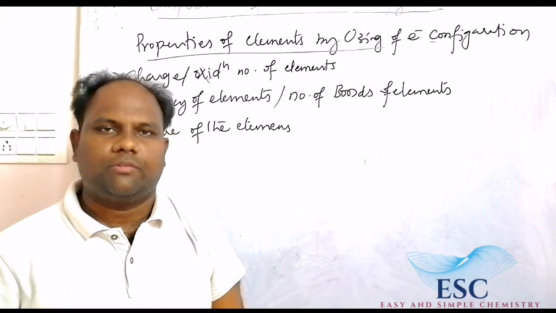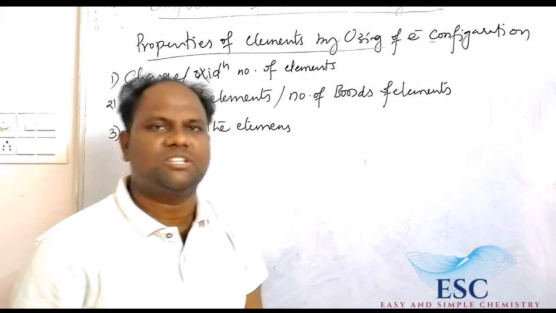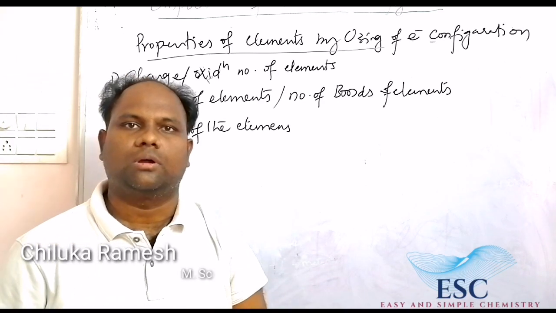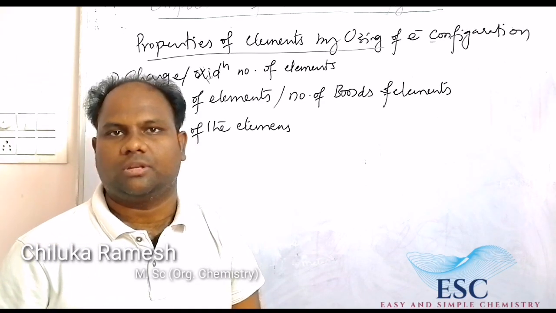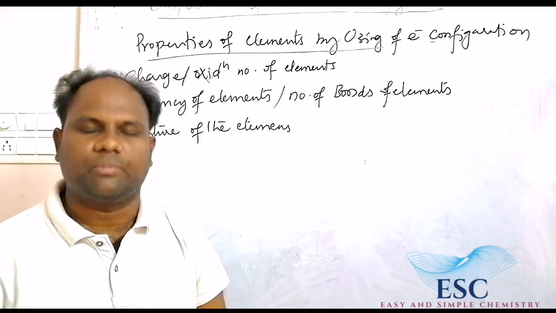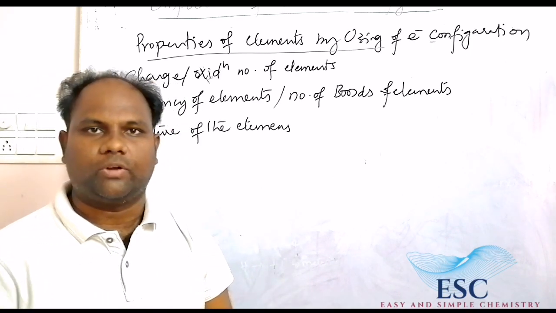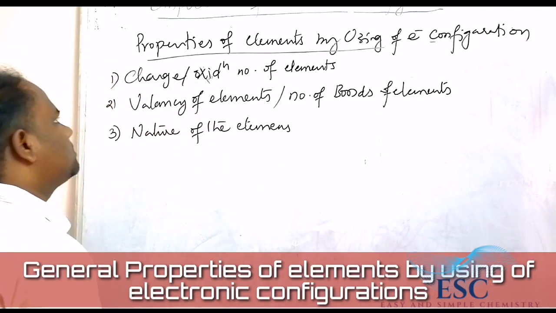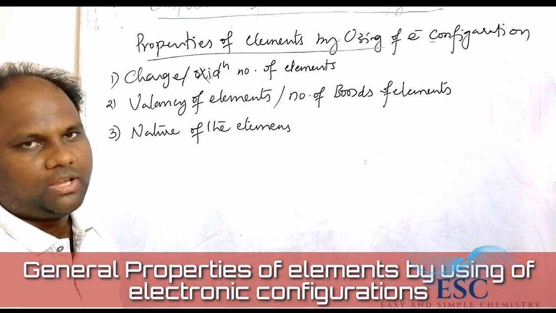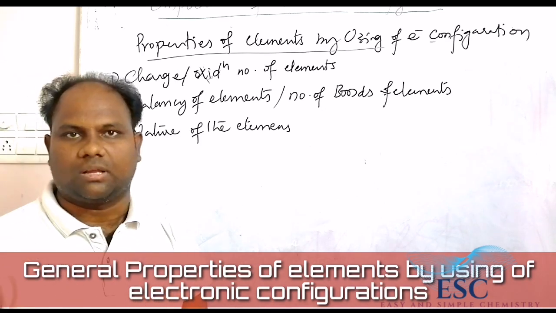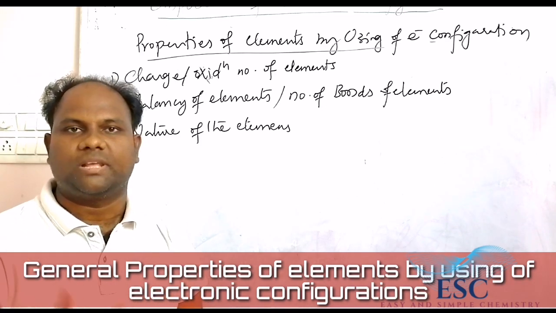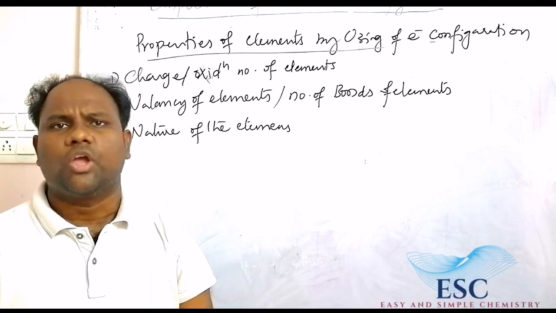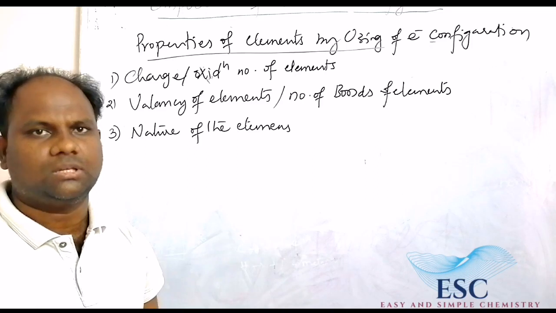Hi everyone, today we are discussing the properties of the elements by using electronic configurations. In previous classes we already learned how to write the electronic configuration, how to find the valency orbitals, and how to find the position of the element in the periodic table. Now the properties: charge or oxidation number of the elements. Some elements assume a plus 1 oxidation number, some a minus 1. Why plus 1 or why minus 1, we can discuss in this topic.